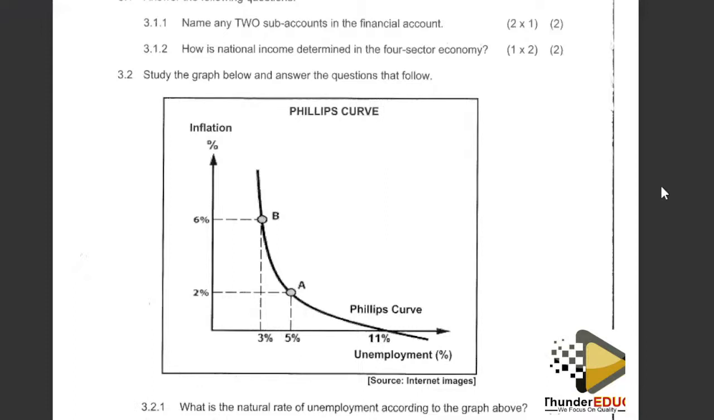Okay, right. So now answer the following questions, which is under 3.1. Let's check 3.1.1. Name any two sub-accounts in the financial account. We have net direct investment as well as net portfolio investment.